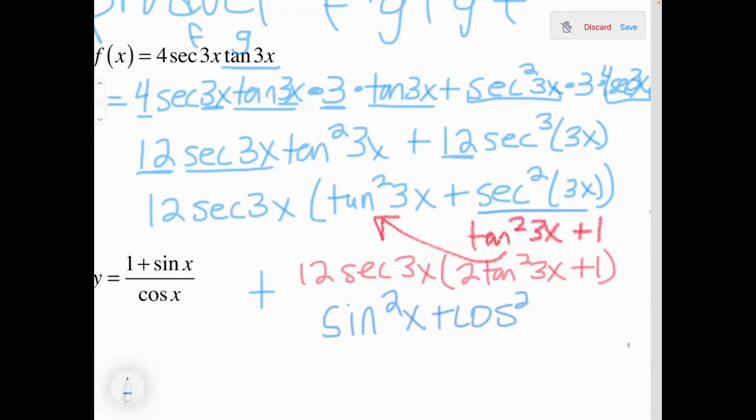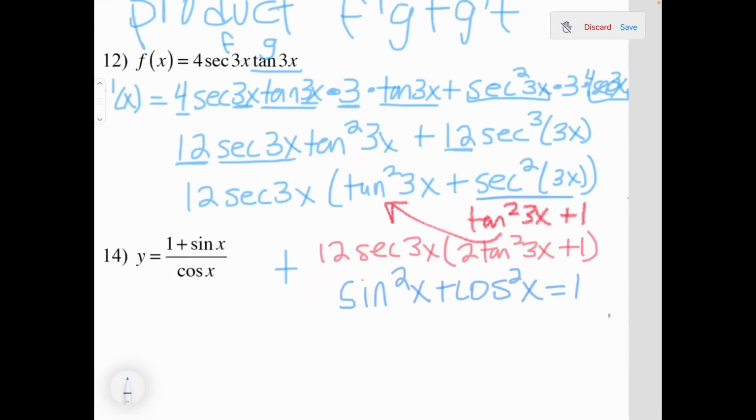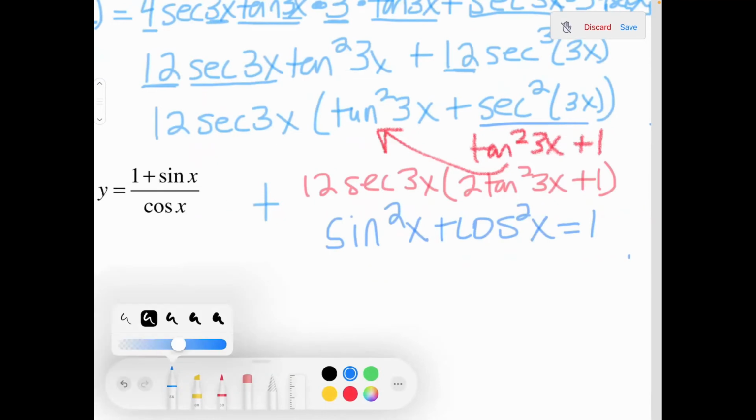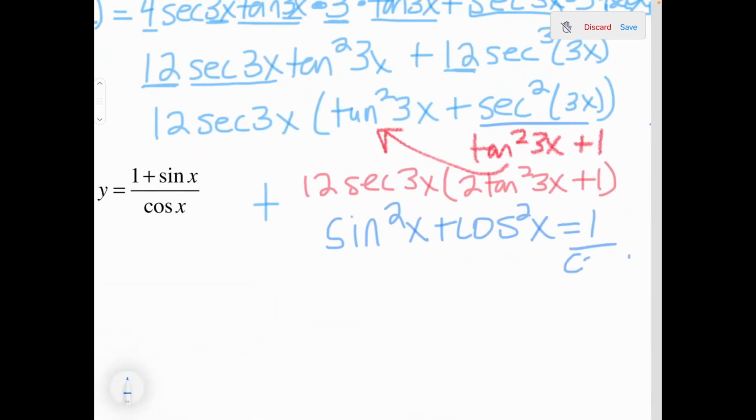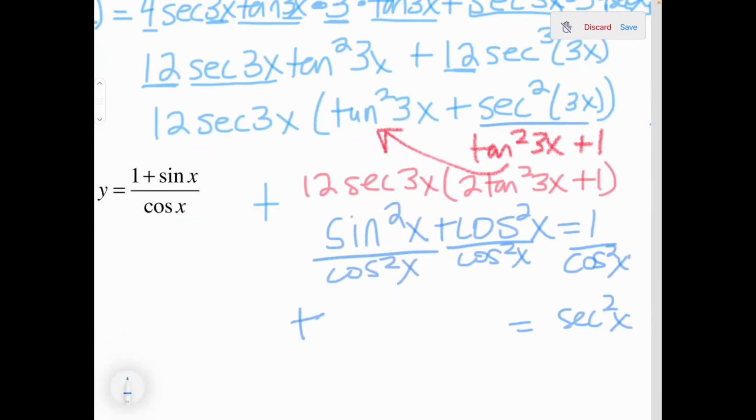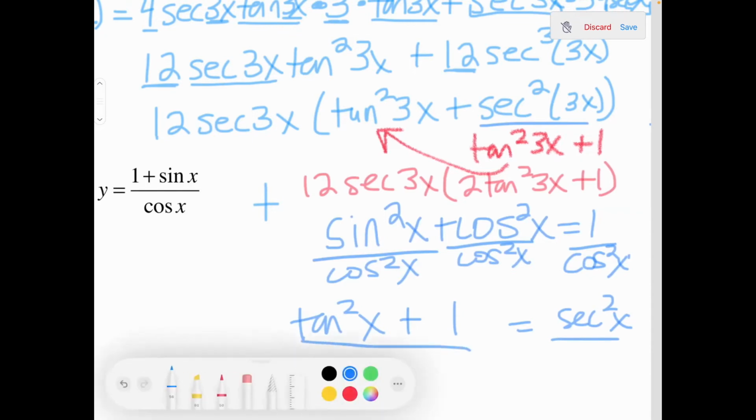Sine squared plus cosine squared x equals 1. We know that. And we're looking to get secant squared x. So if we divide this by cosine squared x, that will be equal to secant squared x. But if we divide that by cosine squared, we need to divide everything by cosine squared. Sine squared divided by cosine squared is tangent squared, and cosine squared divided by cosine squared is 1. So secant squared x is equal to tangent squared x plus 1. And that's the property that we used, a variation of the Pythagorean identity, in the previous problem.